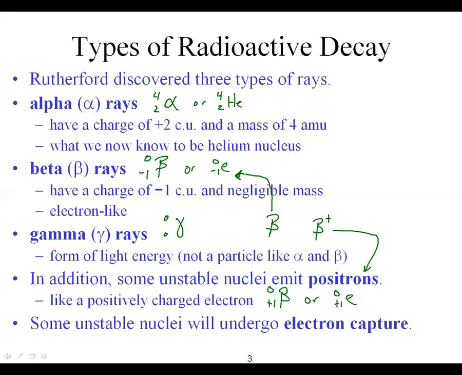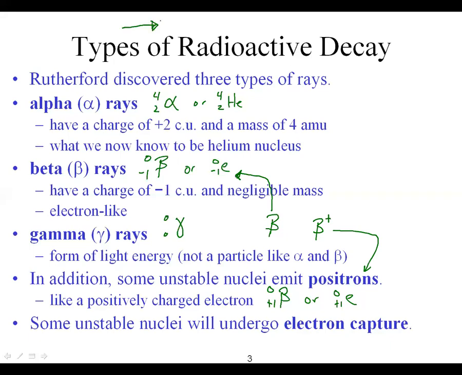Sometimes unstable nuclei will undergo what is referred to as an electron capture, and that pretty much is what it sounds like. It grabs onto an electron, basically. So there's a couple of words that you sometimes come across in nuclear chemistry that are important. In terms of placement of particles, we'll talk about equations shortly.